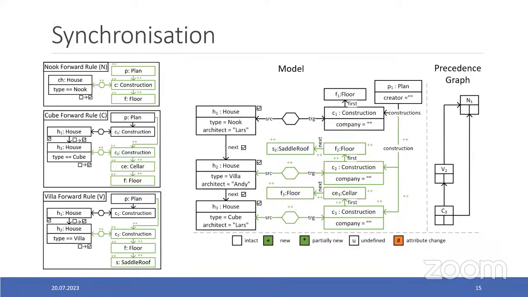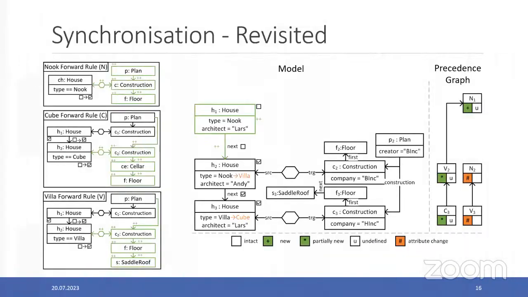And last but not least, this leads us to a solution to the problem. If you look at what we have now, it looks very similar to the model that we started with. So we still have one plan, we still have one construction for each house, and each construction has exactly one floor. So you might ask yourself, why did I take all these actions just to reach the state where we started from?